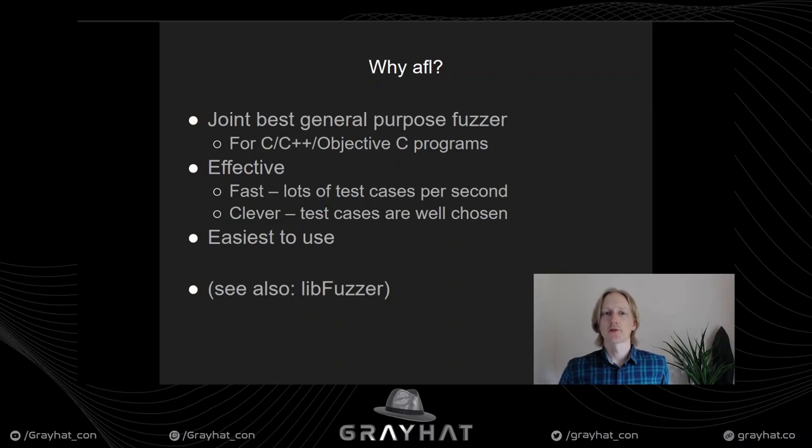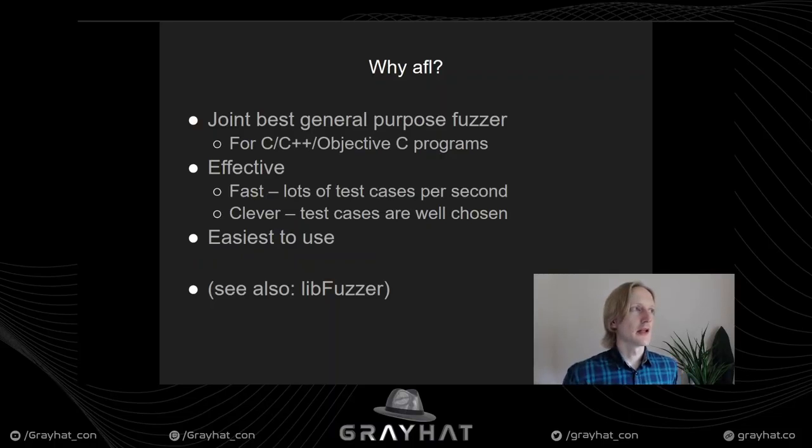Why AFL specifically? It's the joint best general purpose fuzzer. And these days you can have a debate about that, and you might have a preference for a different one, but it's certainly up there as one of the best general purpose tools for fuzzing C, C++, and Objective-C programs. What makes it the best? There's kind of two categories. It's effective, it's a good fuzzer, and it's easy to use.